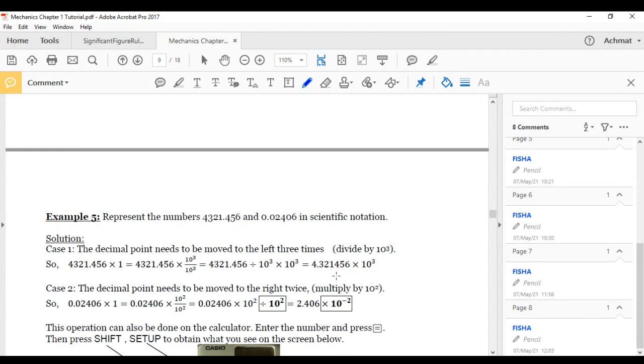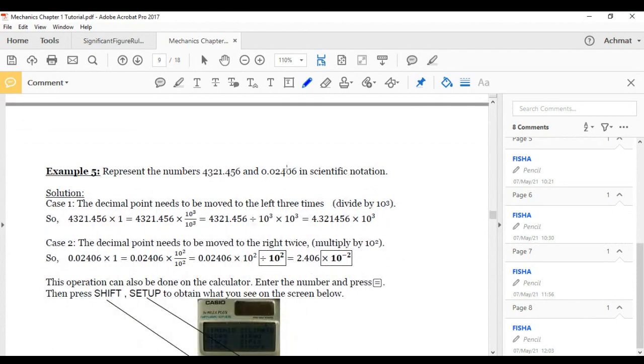And notice in your scientific notation, what do you have? You have a number with only one non-zero digit on the left of your decimal. And then you say times 10 to the whatever. However many times you shift your decimal point, that is what you're going to get there.